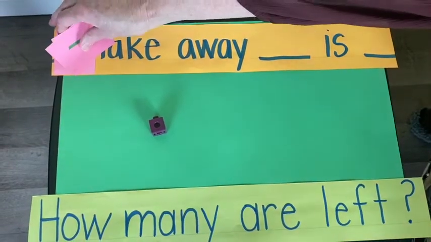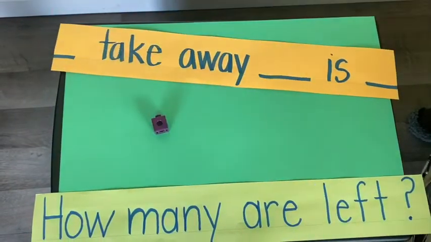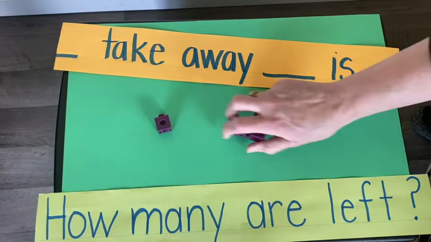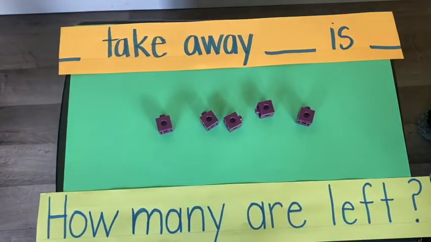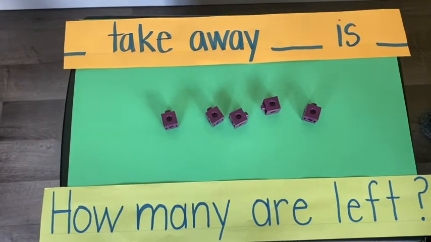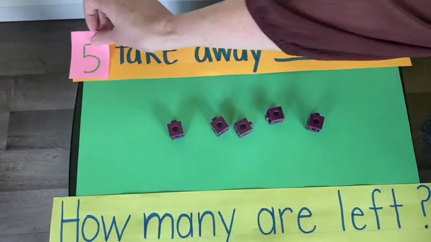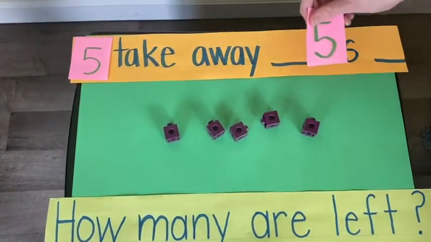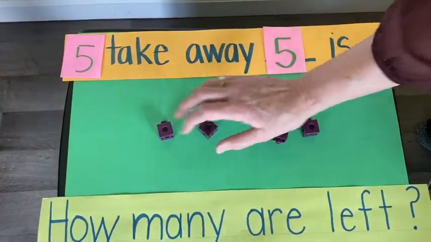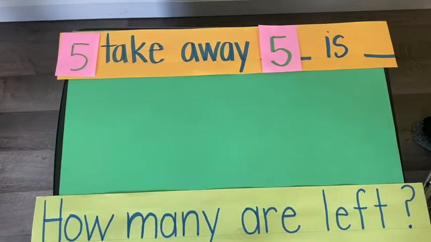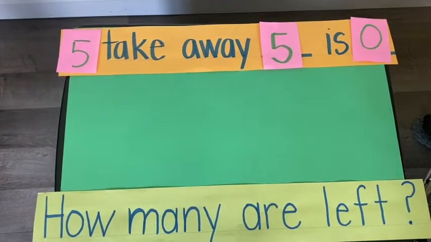This is review from last time. Let's take again our 5 counters. 5, spread them out so it makes it easy for you to count them. 5, take away 5. Ooh, what would that be? 1, 2, 3, 4. Okay, grab them all, take them away, and your answer is 0.